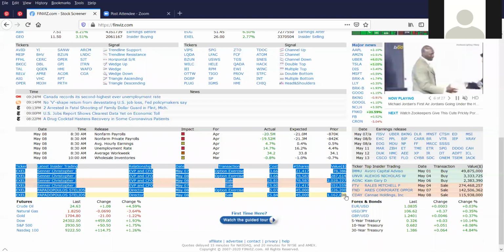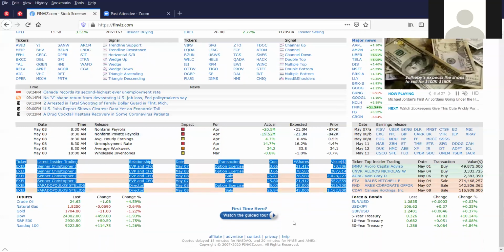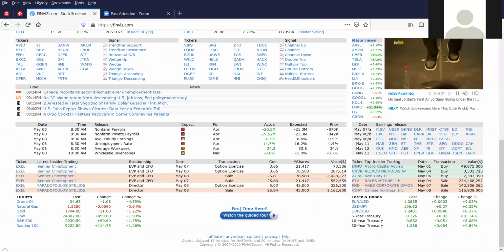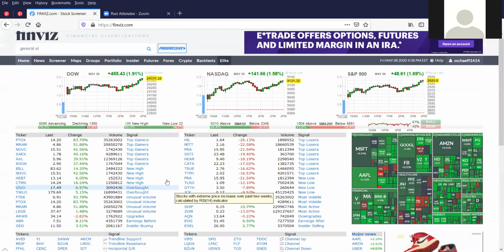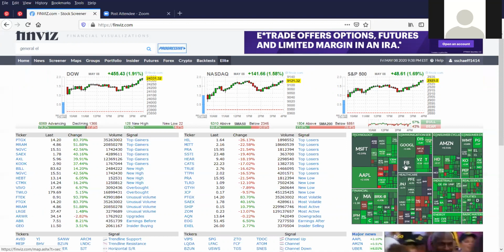I just highlighted it. And you can watch a guided tour down here. If it's your first time, just click on this link at the bottom. I highlighted it. It's actually a very good tutorial. It might take you a couple of times to look at it. Definitely worth looking at. So on the right side, I'm going to scroll up and I'm going to go to a heat map. I'm going to click on this one right here.